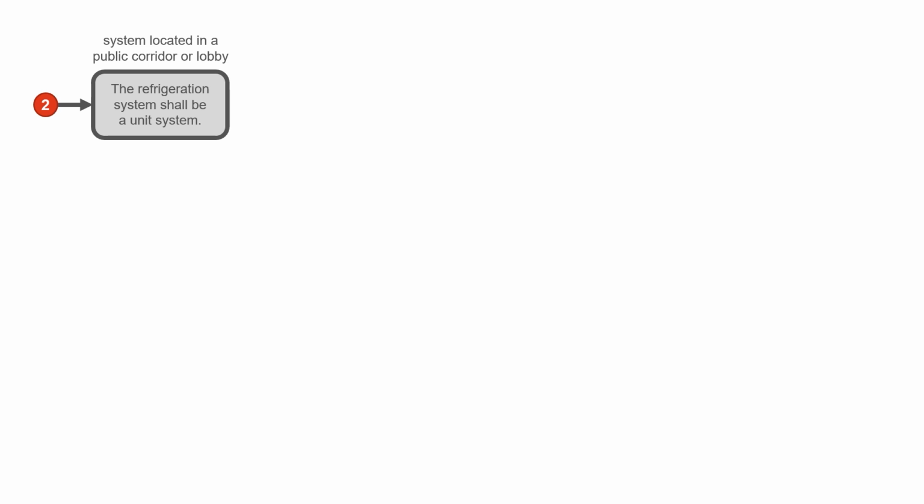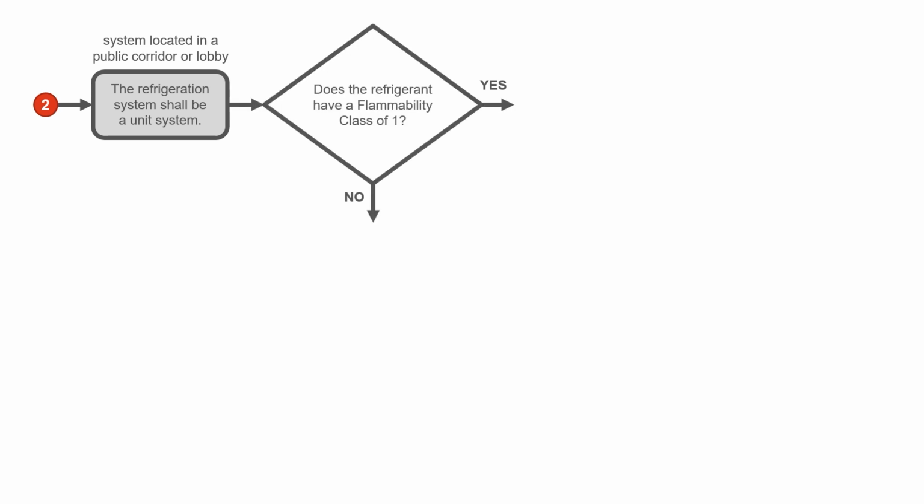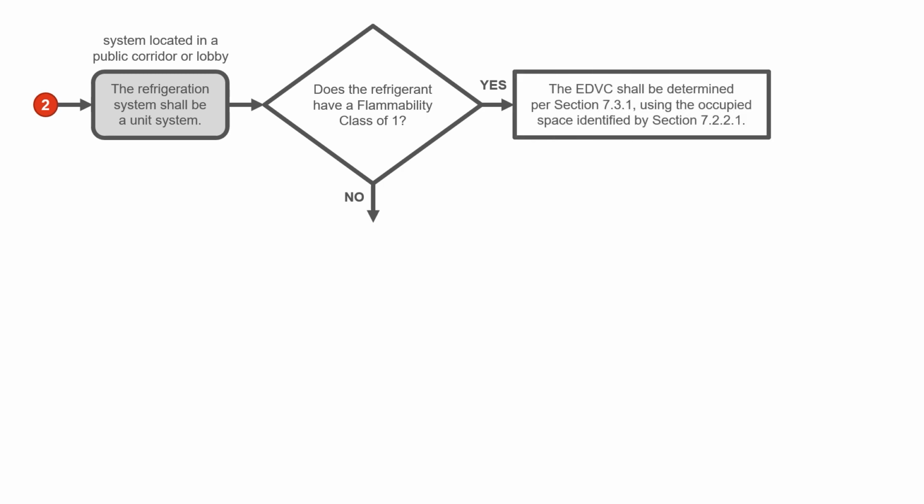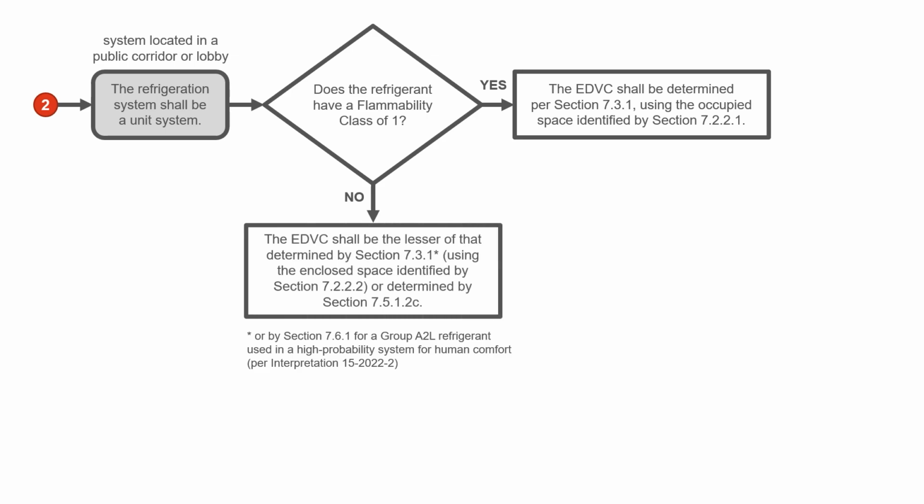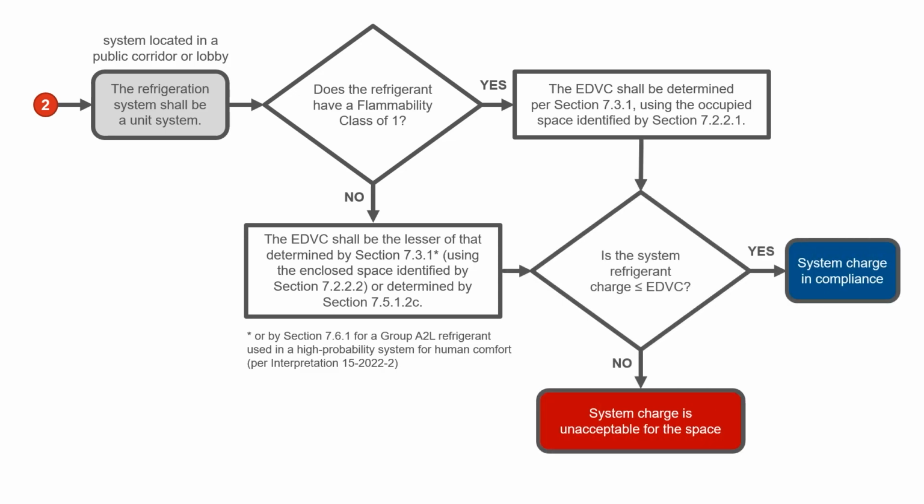So what if the system is located in a public corridor or lobby? In this case, it must be a unit system, and the maximum charge depends on the flammability class of the refrigerant. For Class 1, the non-flammables, we're to determine the effective dispersal volume charge, or EDVC, based on the volume of the occupied space served by the system. For any other flammability class, the EDVC must be the lesser of the values determined based on the volume of the occupied or non-occupied space, or by an equation provided that's based on the LFL of the refrigerant. In either case, the system's refrigerant charge must be no greater than the EDVC in order to comply.